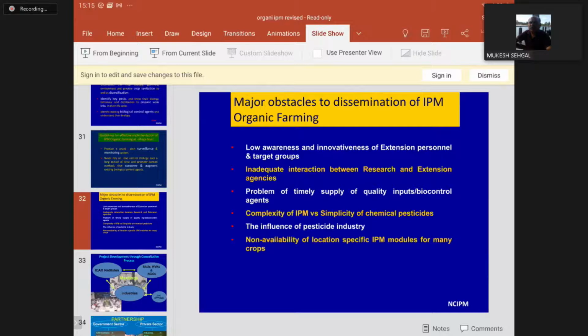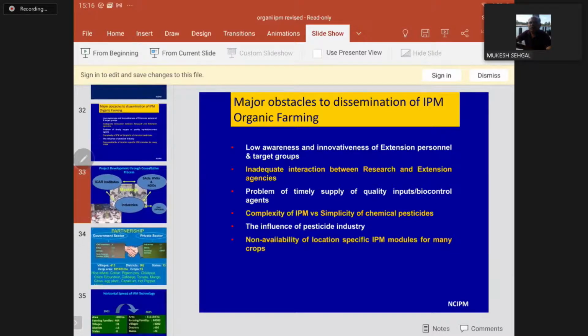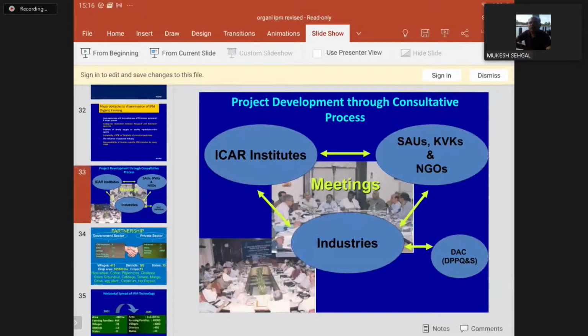Inadequate interaction between research and extension activities. Timely supply of quality inputs is not much possible. We have the complexity of IPM versus the simplicity of publicity. Chemical pesticide is easy, but IPM and organic farming are difficult. Then there is the influence of the chemical industry and the non-availability of location-specific modules for many crops. We are not aware. What we have to do is develop them, with the SAUs, KVKs, NGOs, the industry and the DAC.